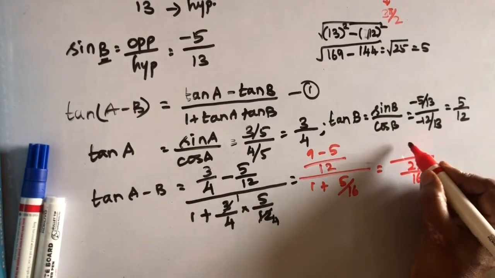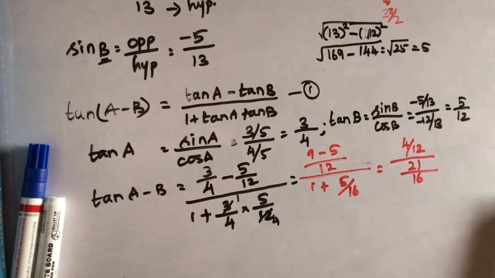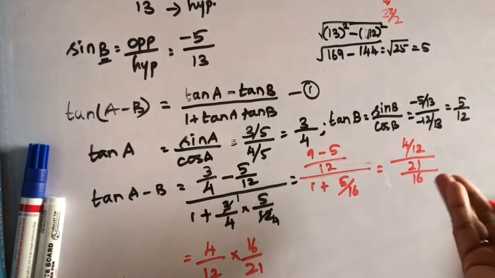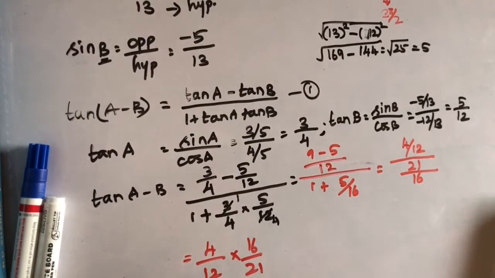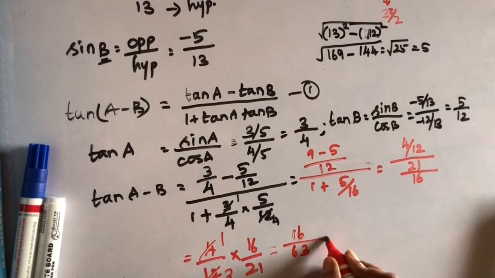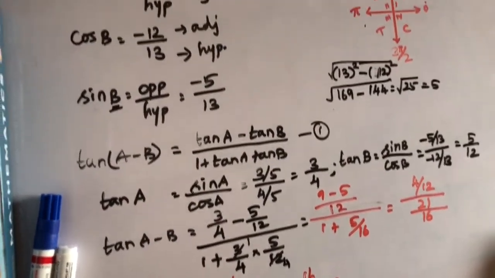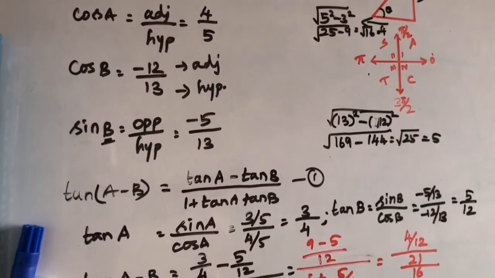Here in the numerator it is 4 by 12. So 4 by 12 into 16 by 21. While dividing, we have to multiply with the reciprocal. So 4 by 12 into 21 by 16... 1, 4, 3 times, isn't it? So 16 divided by 63, that is the value of tan A minus B. Similarly, you can find cos A plus B and sin A minus B.